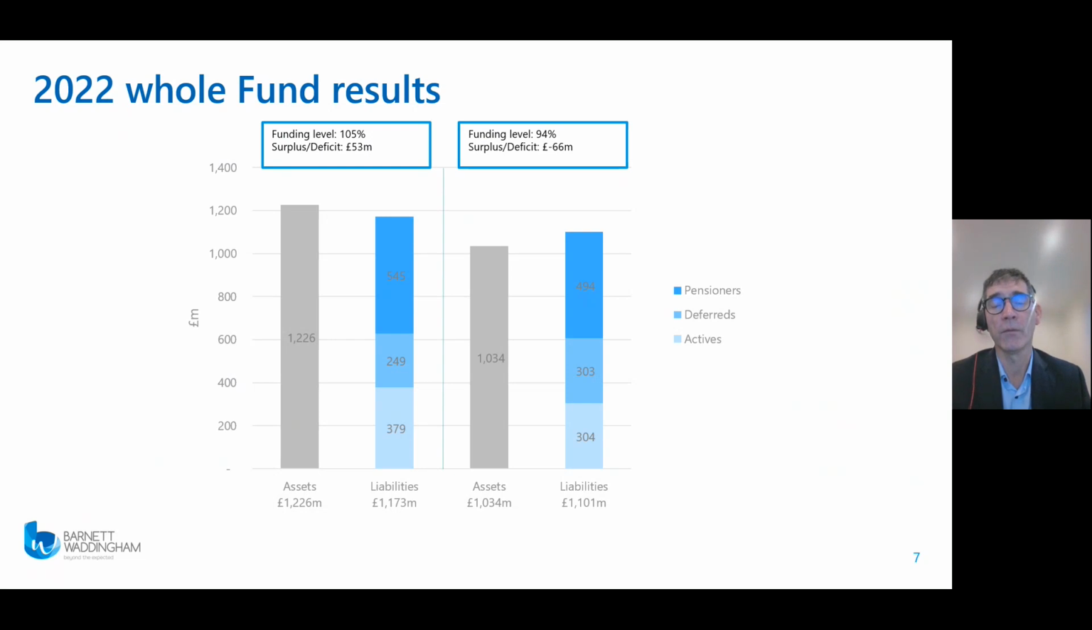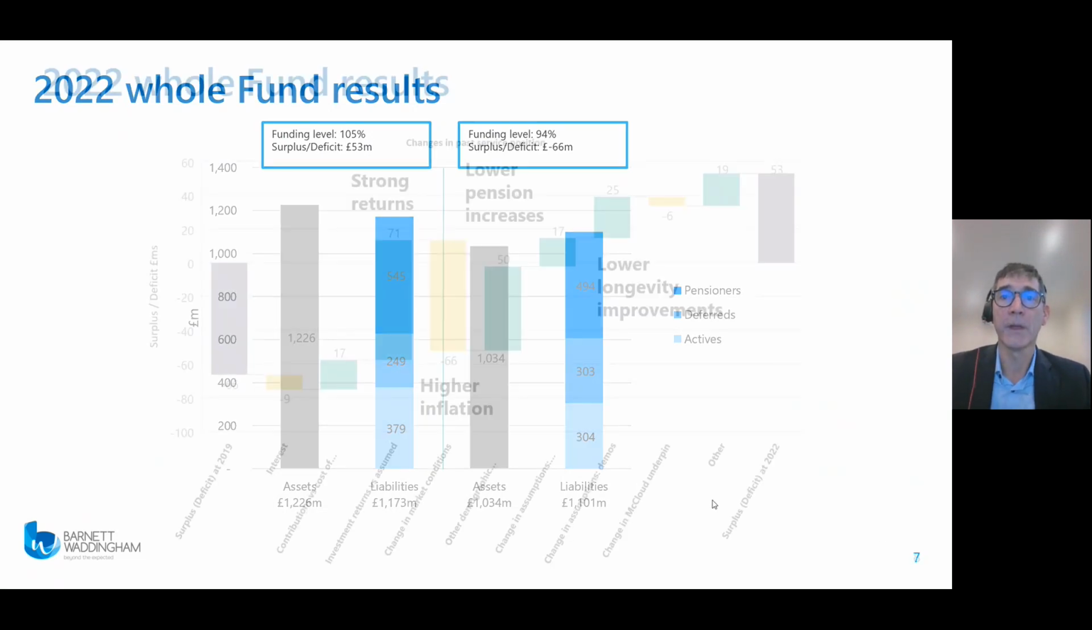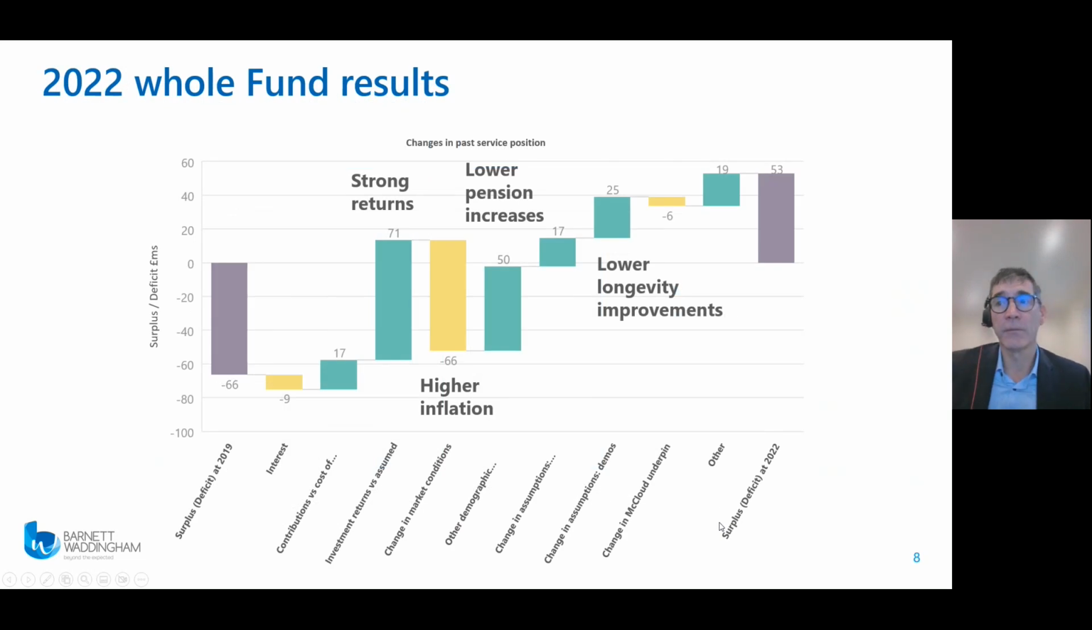However, we've had a good result this time, and the funding level has increased to 105% with a surplus of 53 million. And so the fund is in a very strong position. And why has that happened? Well, this chart on page 8 shows how we've moved from that deficit position in 2019 to the surplus position in 2022. Green bars are good things for the fund, and yellow bars are not good news. That pushes the liabilities up.